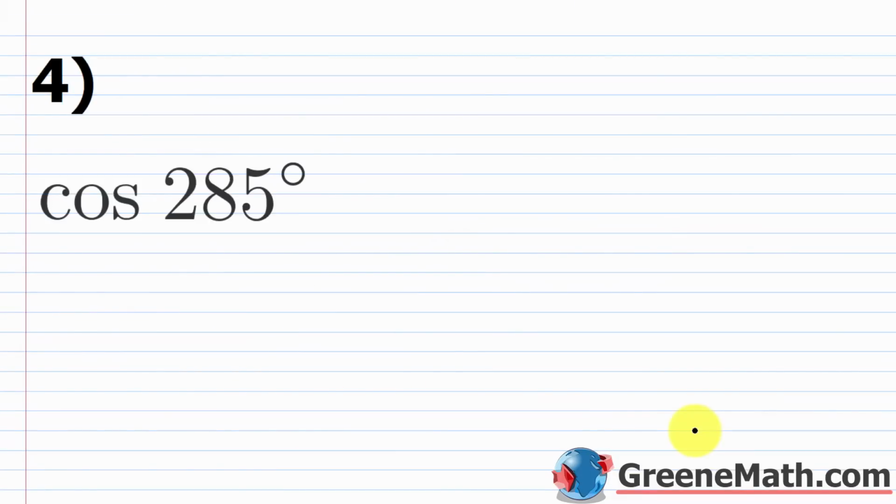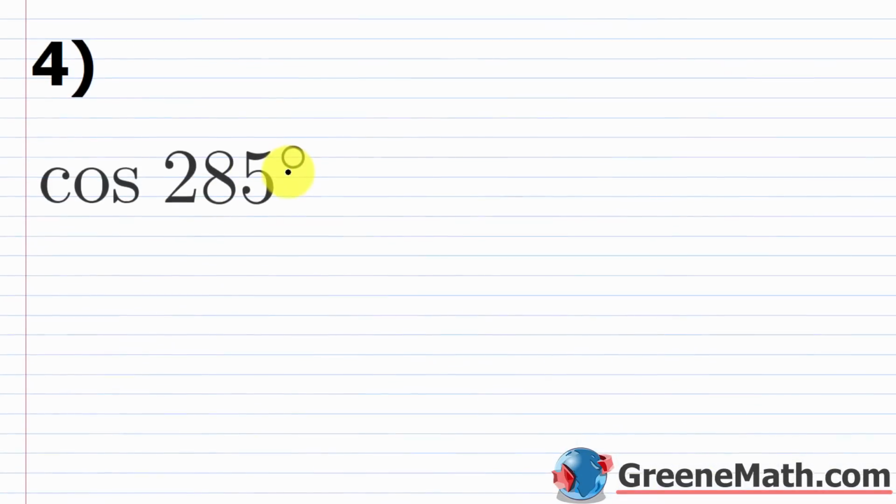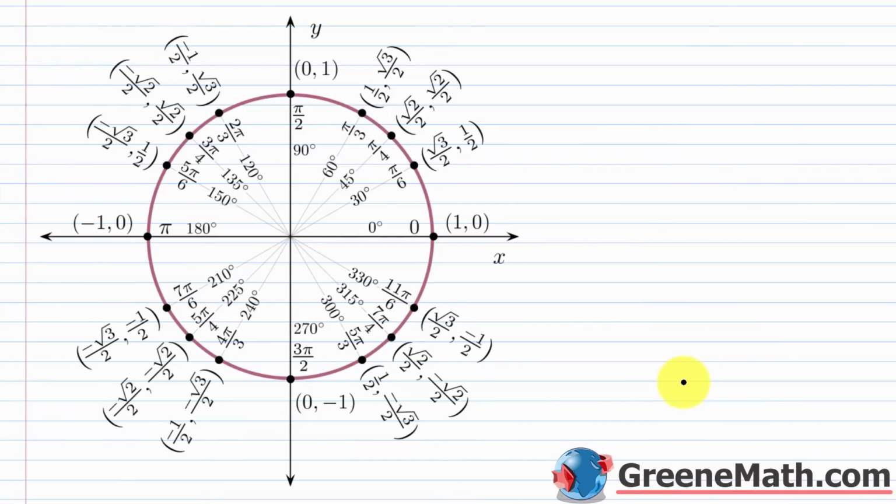All right, for problem 4, we have the cosine of 285 degrees. So again, going to my unit circle, if I think about it, I could do 150 degrees, then plus 135 degrees. So let me write this out, 150 degrees. I'm going to grab these coordinates here. So the negative of the square root of 3 over 2, that's my cosine, and my sine is 1/2.